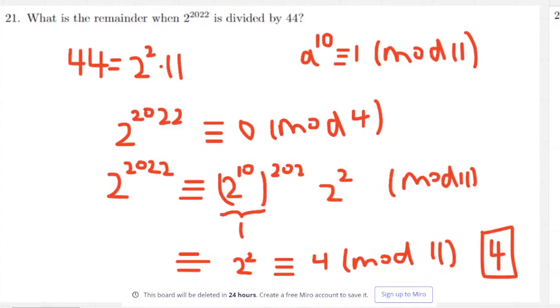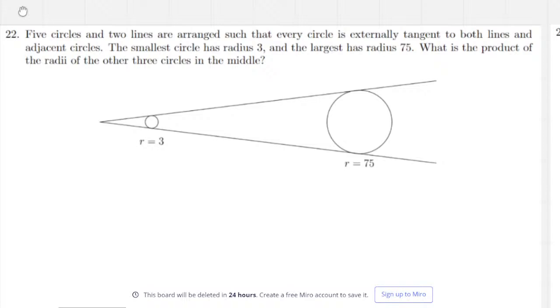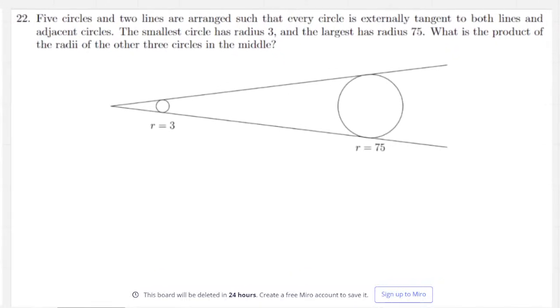Okay, let's go to number 22. So in number 22, this diagram is partially incomplete. And so it tells you there's actually 5 circles and 2 lines. And so we know that every circle is externally tangent to both lines and all of its adjacent circles. So in reality, it looks something like this. Of course, this diagram is not to scale. And so, of course, these points are also tangents, but it's kind of hard to draw like this. So now we want to find the product of these radii.